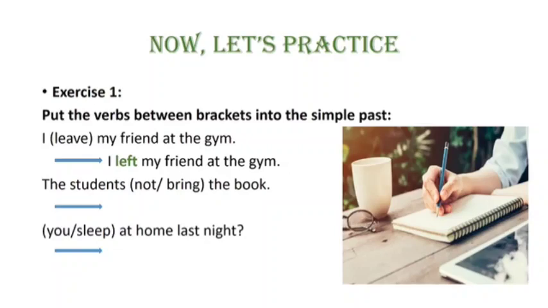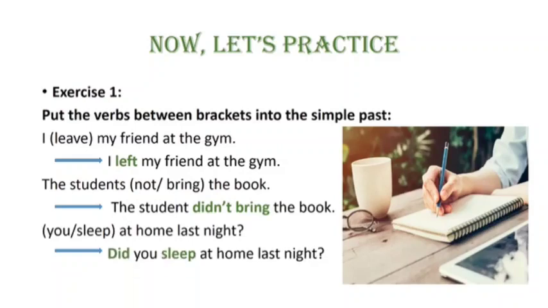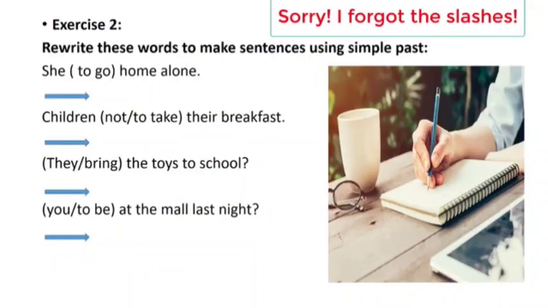Okay. So let's see the answer of number 2. The student didn't bring the book. The students didn't bring the book. So let's see your answer for number 3. Good. Did you sleep at home last night? This is a question, interrogative form. So now let's move to exercise number 2.